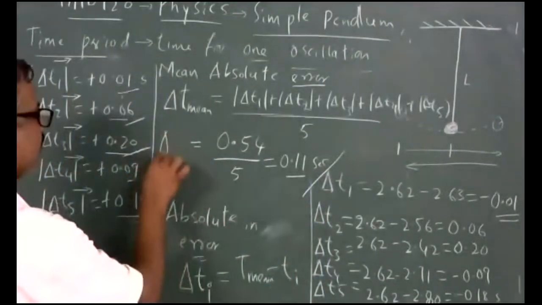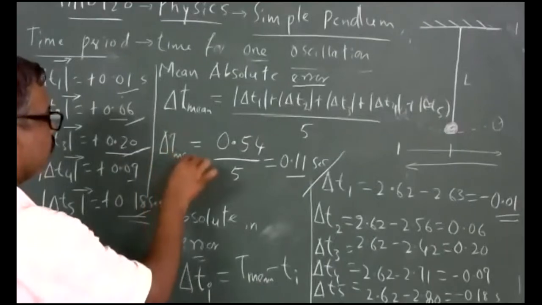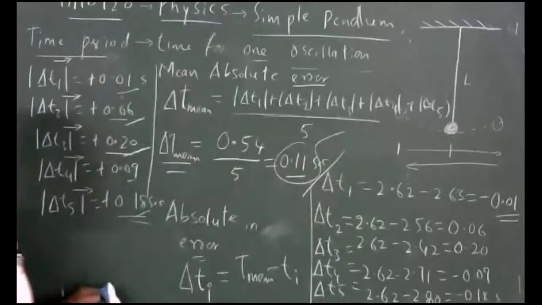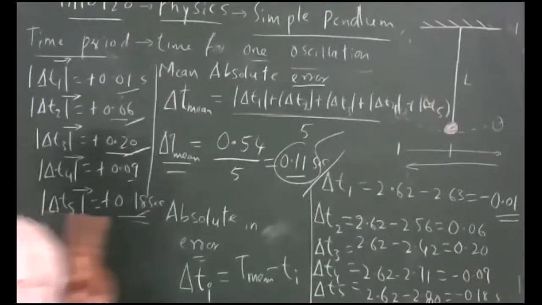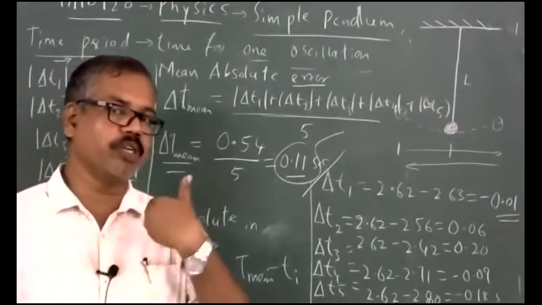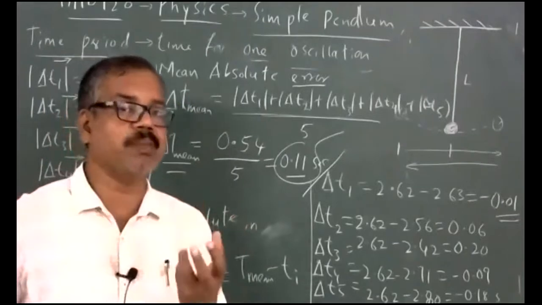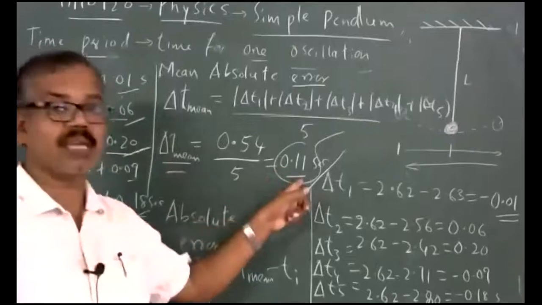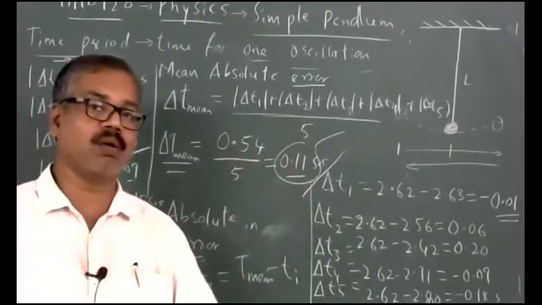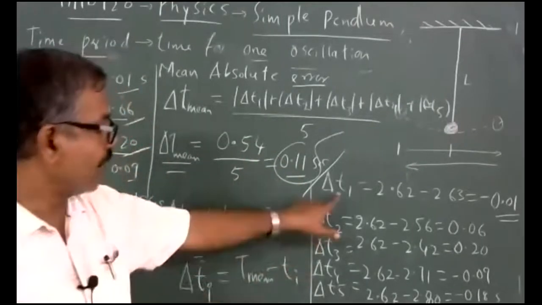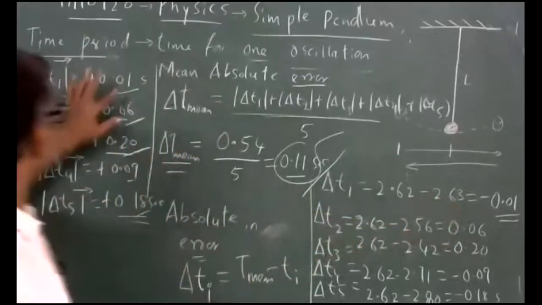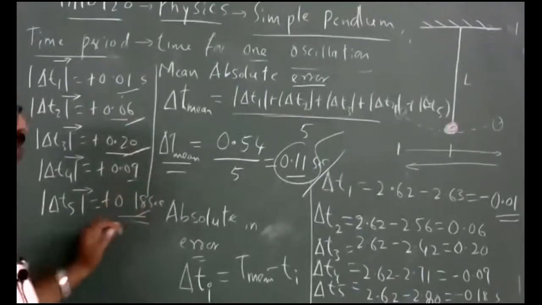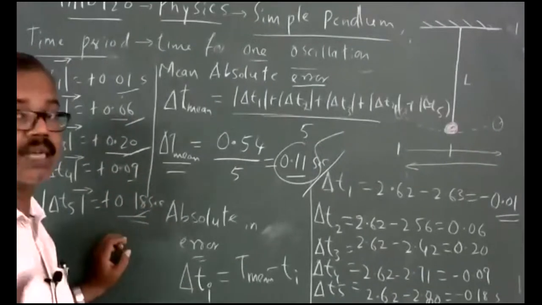So this delta T mean is called mean absolute error. What is the mean absolute error? Its value is 0.11 second. We got two things: T mean is 2.62, the mean value of the time period, and the mean absolute error is 0.11 second, which helps me calculate. I got the absolute errors: 0.01 second, 0.06, 0.20, 0.09. First part over, absolute error. Next, I need to calculate relative error.